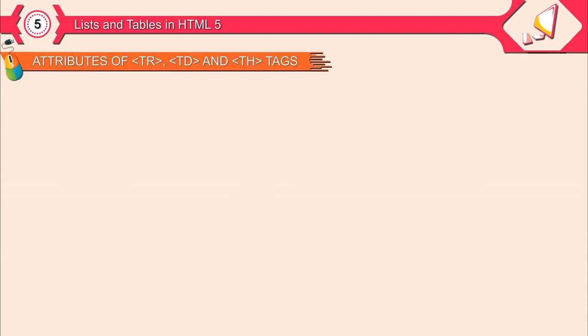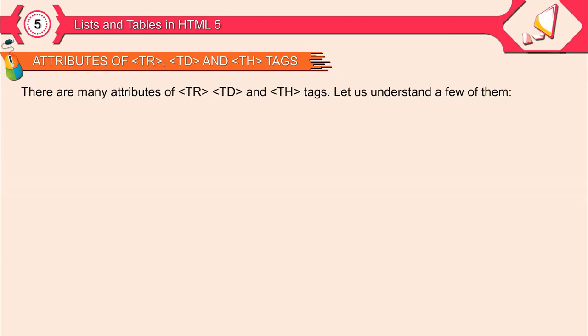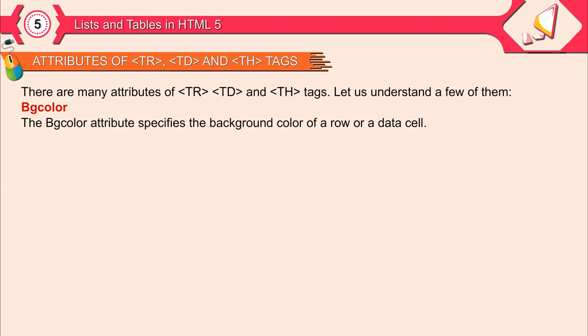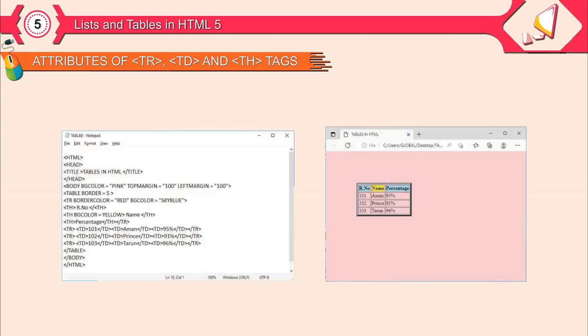Attributes of TR, TD, and TH tags. There are many attributes of TR, TD, and TH tags. Let us understand a few of them. BG color. The BG color attribute specifies the background color of a row or a data cell. Syntax. TR BG color is equal to green.